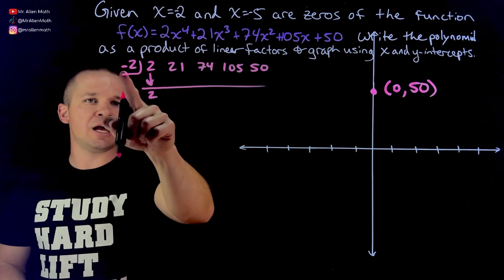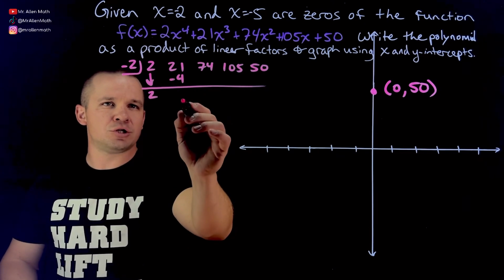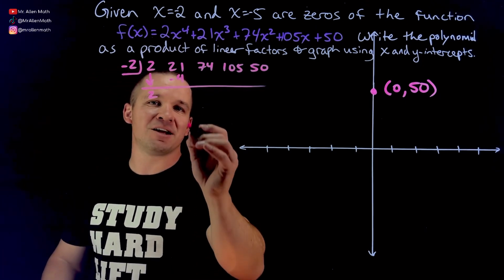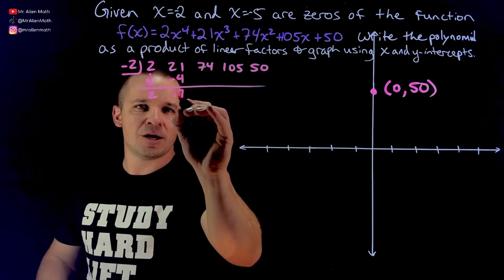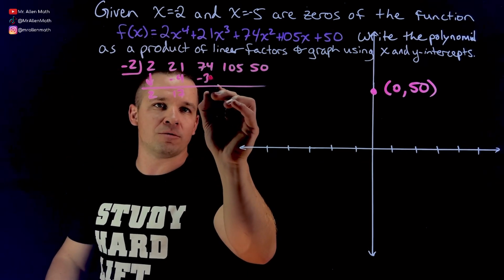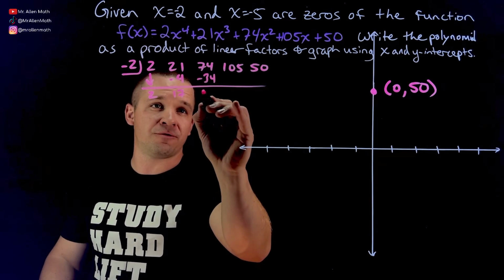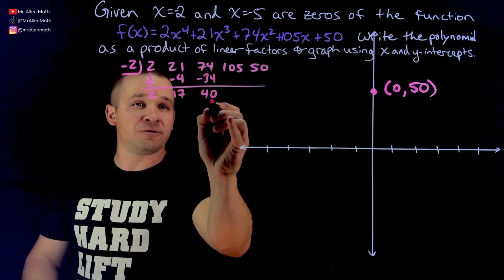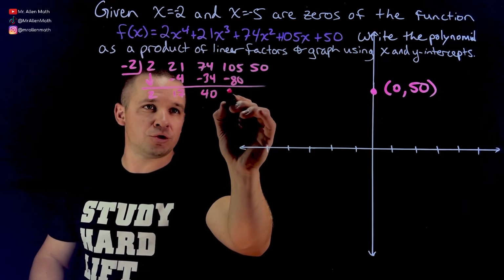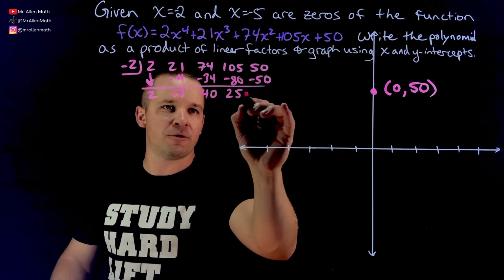Drop the 2. -2 times 2 is -4. And then I have 21 plus -4, which is 17. So we got -2 times 17 is -34. Okay, we're doing all right. 74 plus -34, that's 40. -2 times 40 is -80. That gives me positive 25 when I add them. -2 times 25 is -50. Beautiful. And I get 0.